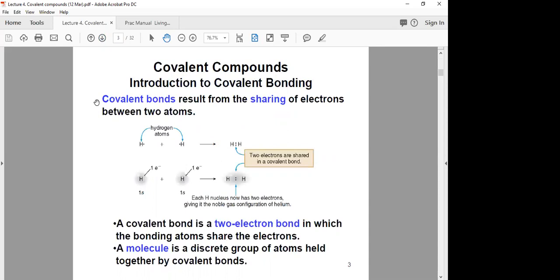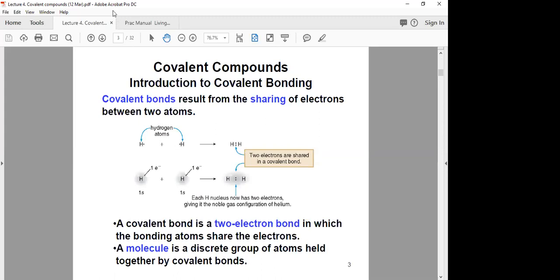Okay, so let's look at covalent bonding. Covalent bonds result from the sharing of electrons between two atoms. And of course, you'll remember from last week that ionic bonds result from the transfer of electrons between atoms. So this is quite different, and we're going to go through some examples, starting here with an atom of hydrogen. And you can see here the single valence electron that hydrogen contains. Here we have another atom of hydrogen, also with its single valence electron.